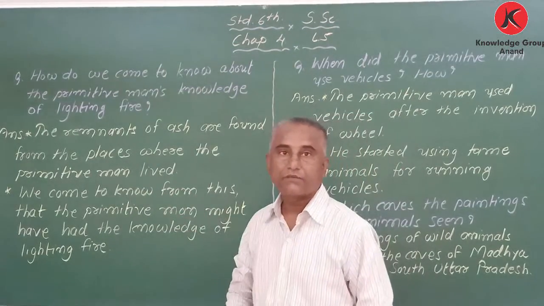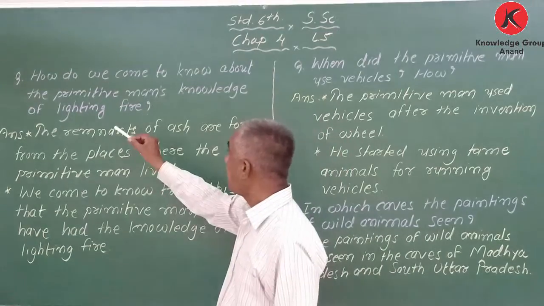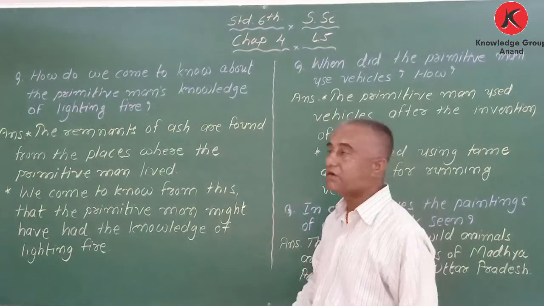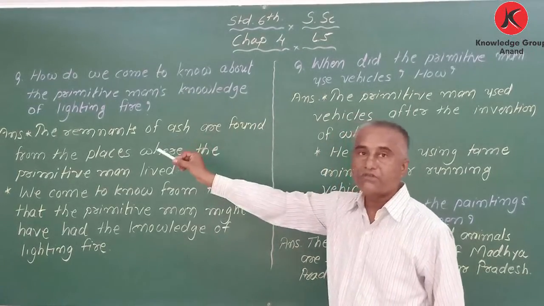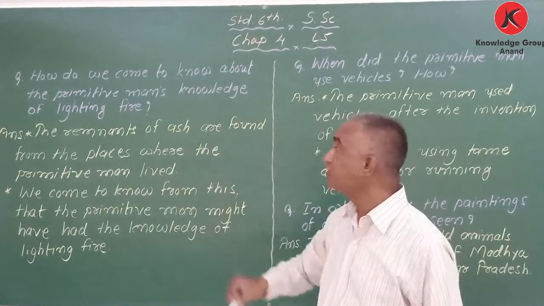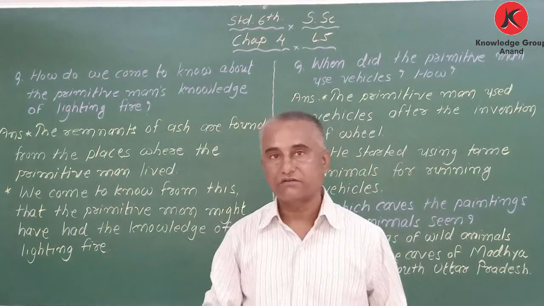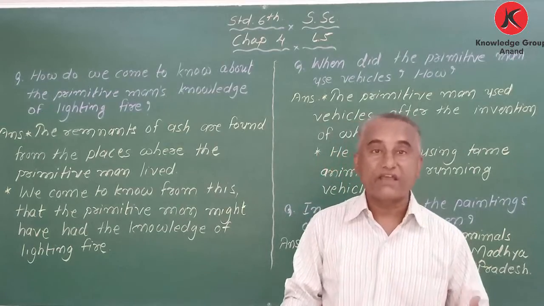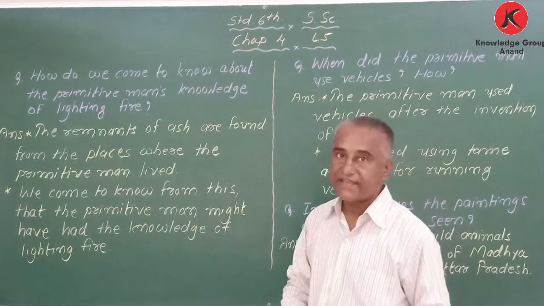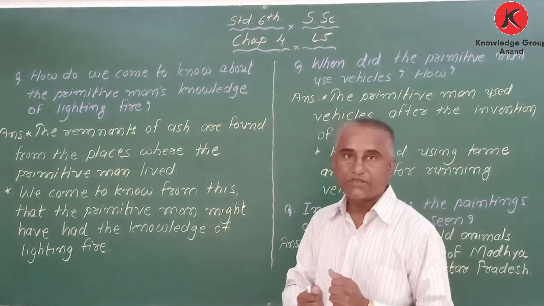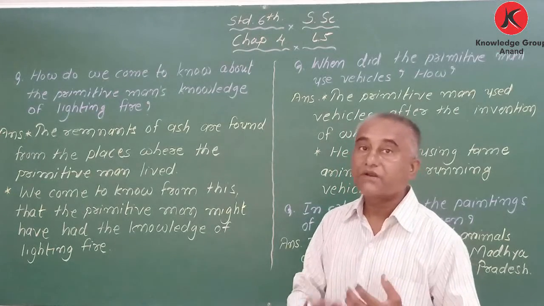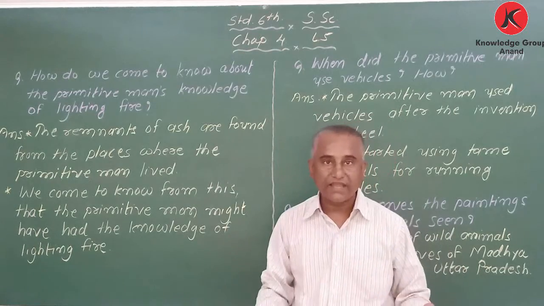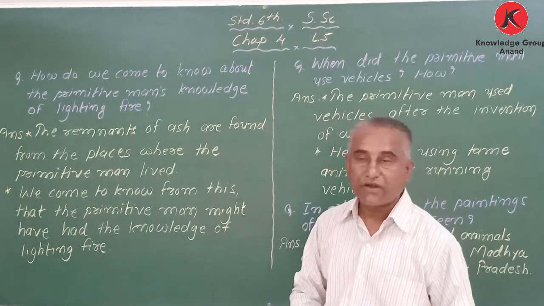My dear students, my next question is: how do we come to know about the primitive man's knowledge of lighting fire? How do we come to know that he had the knowledge of fire? When I explained, when he was rubbing stone, he got the fire. But we have some evidence, proof. From proof we can prove that he had the knowledge of fire.